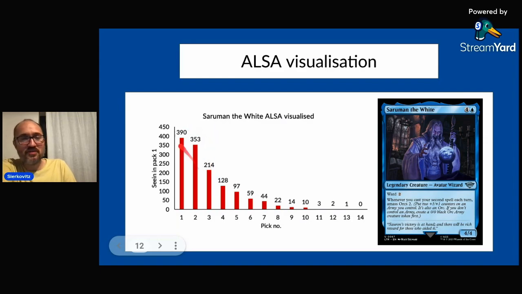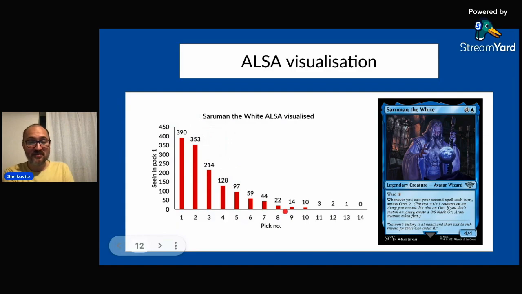So half of the Sarumans will be picked in picks 1 and 2 when you draft black on average. This means that as a pick 2, it's going to be picked quite a lot because it rarely gets picked as a pick 1. So most of it must be in pick 2. And then pick 4, you already only see 129. So you drop down to roughly 30% of the time. So 70% of Sarumans are picked by that stage. And then 75% are picked by pick 5.